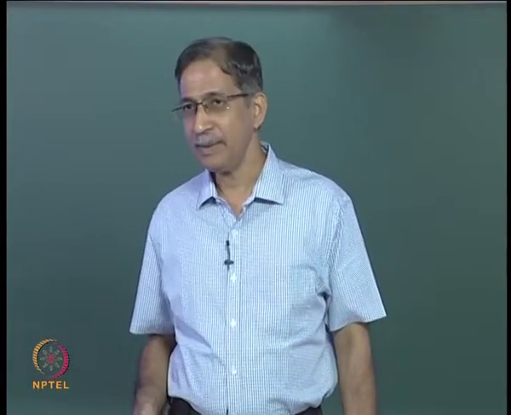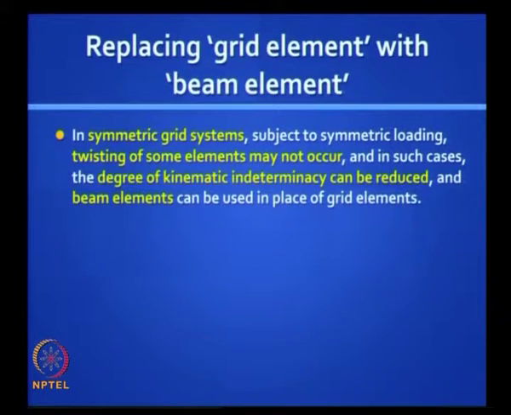So the first instance is in symmetric grid systems, as I mentioned, and the advantage is you can reduce the degree of kinematic indeterminacy. Some of the grid elements you replace with beam elements, but you do all these tricks only when you are dealing with the reduced element stiffness method. Otherwise you pretend, let it work out the values and you will get 0, it is okay, a standard program will do it like that.